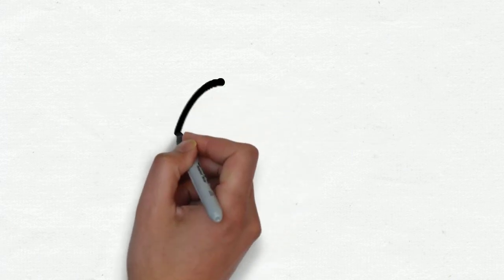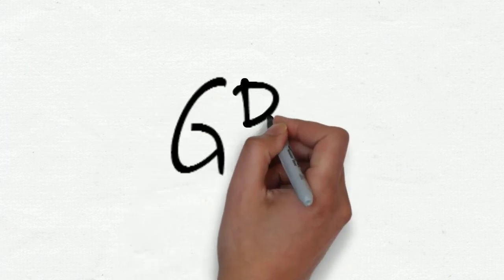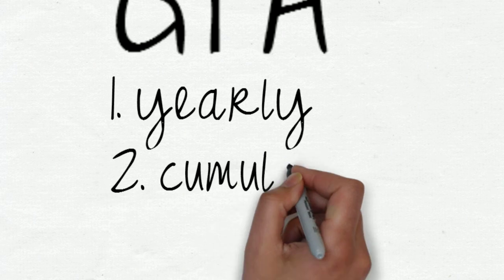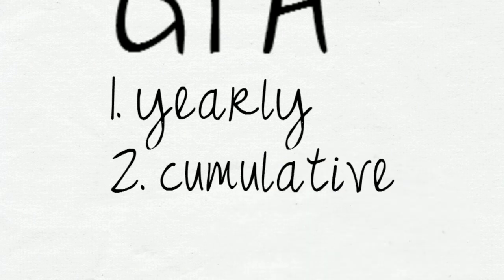Let's talk about GPA first. The term GPA stands for grade point average. A current or yearly GPA is the grade point average of all the grades a student has secured in a single year or term. However, an overall or cumulative GPA is defined as an average of all the grades a student has earned over the course of their entire high school career.